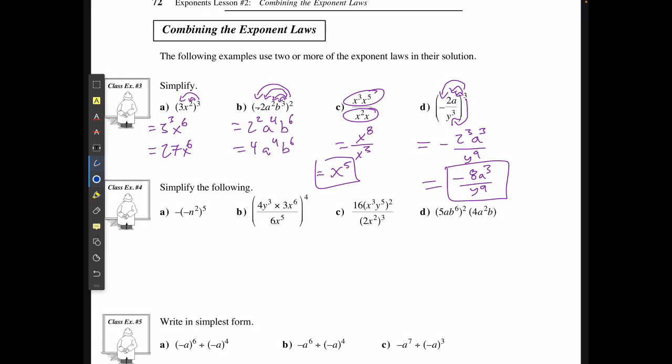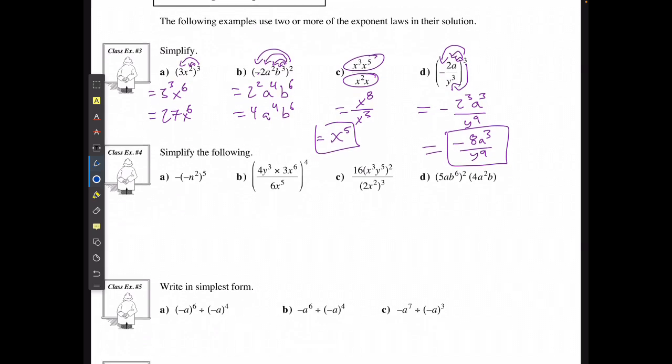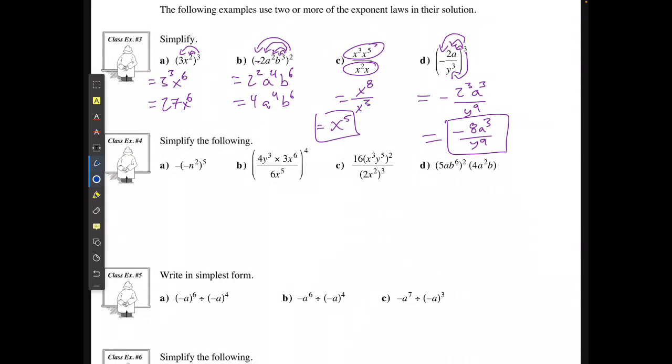When I get to example 4, I can see that I have a negative outside here, and then brackets, and then an exponent. So I'm going to simplify and move that power of 5 in, and leave it in brackets first, just to make sure that I do this properly.